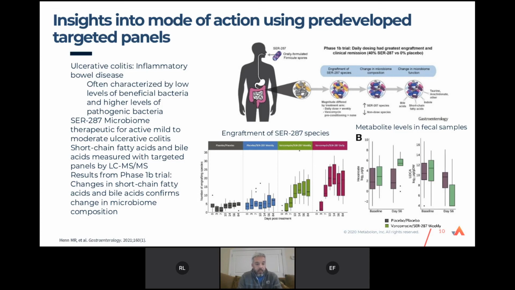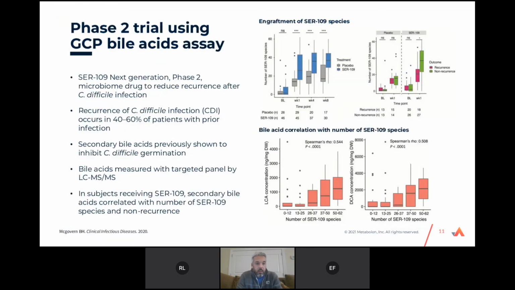What they found in this study was that in results from a phase 1b trial, changes in short-chain fatty acids and bile acids were able to confirm the changes that were seen in the microbiome composition. So you see engraftment of SER-287 species in the bar graph on the left. You see metabolite levels in the fecal samples on the right. Now, taking what was learned from this study, there was a phase 2 trial done by the same company using a GCP bile acids assay.